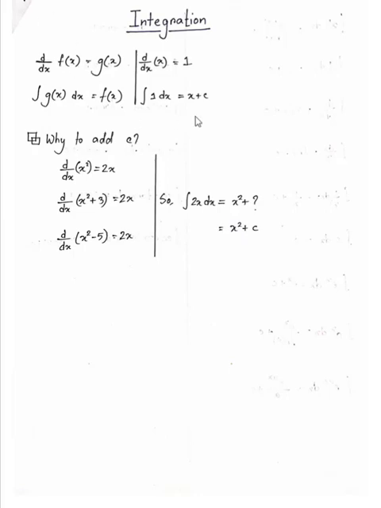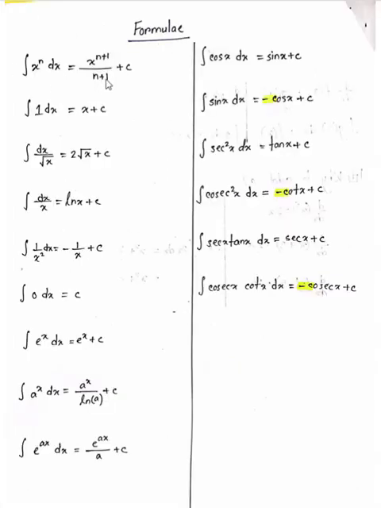Now let's see some formulas. These are the formulas which we may need in this chapter. For example, integration of x to the power n dx equals x to the power n plus 1 divided by n plus 1. Integration of 1 equals x. Integration of 1 by root x equals 2 root x. And with every expression, we need to add plus c, right? I just discussed it a while back. Integration of 1 by x equals ln x. Integration of 1 by x squared equals minus 1 by x.